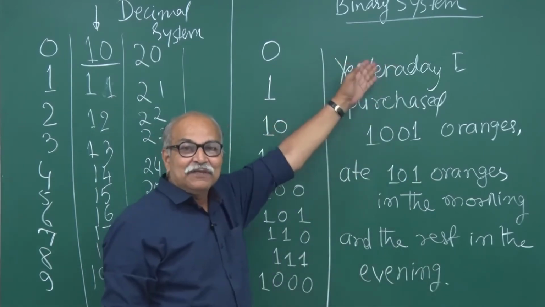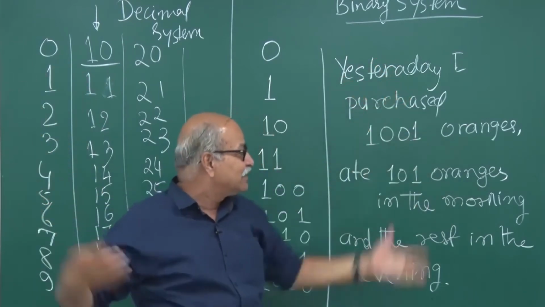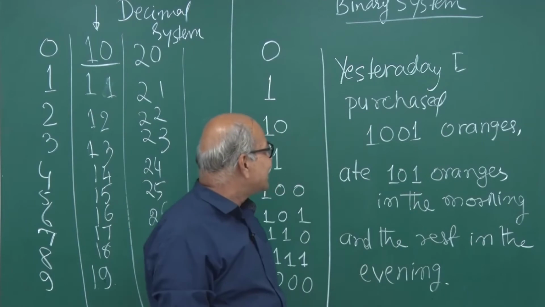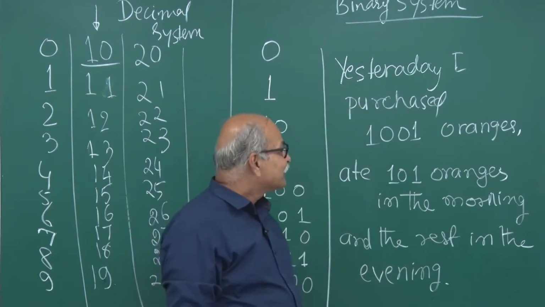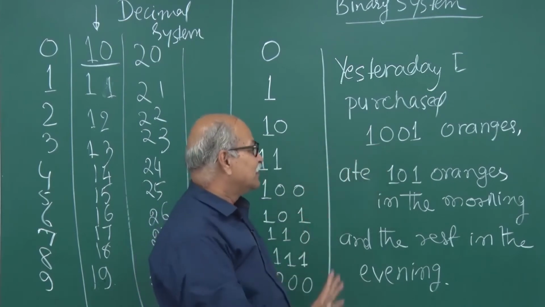Okay. So, if it is decimal system, I must be some kind of a superman or a divine person like that. I can do whatever I like. But if it is binary system, it is very natural for us.